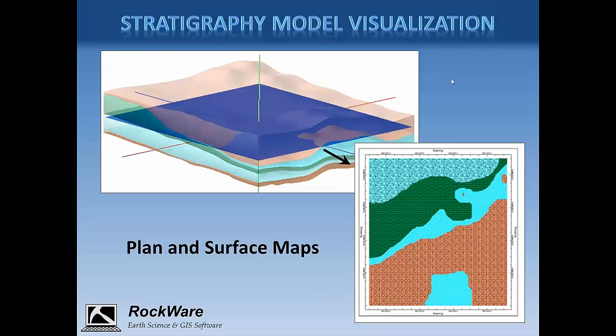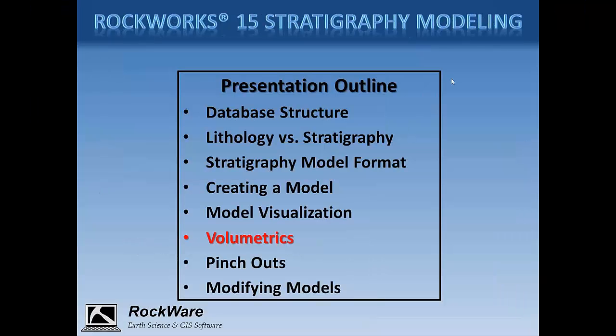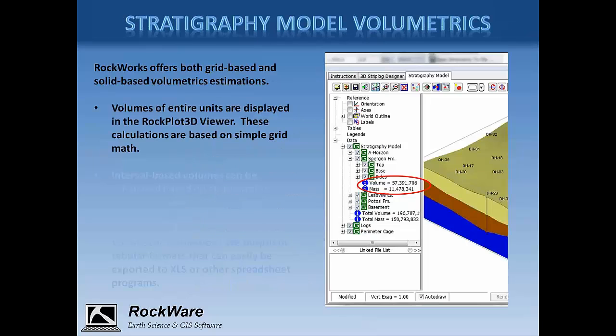All right, so now I'm going to go back to the PowerPoint and talk about some of the volumetrics tools available in the program. Now, first of all, when you're viewing a model in RockPlot 3D, you can actually view the volume and the mass of individual units in the data tree to the left of the model view. And this is something I should have pointed out when I had the model open. In this image, I've circled the display of the volume and the mass for the specific unit.